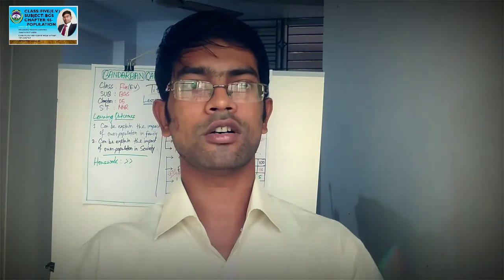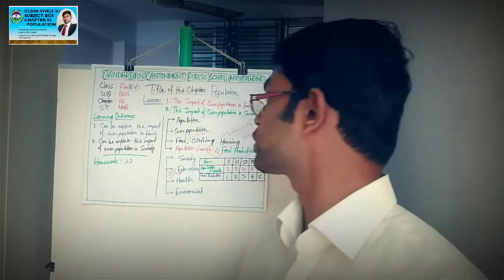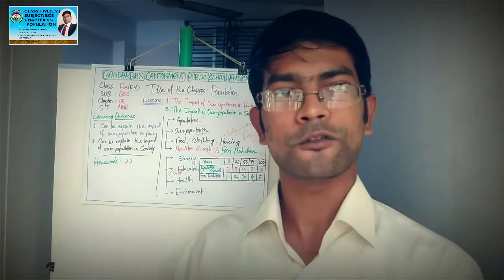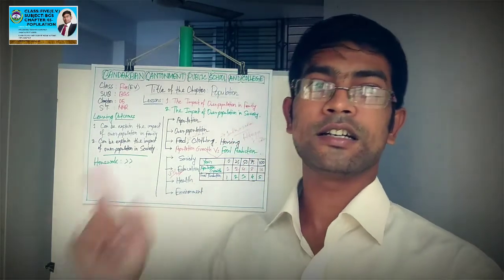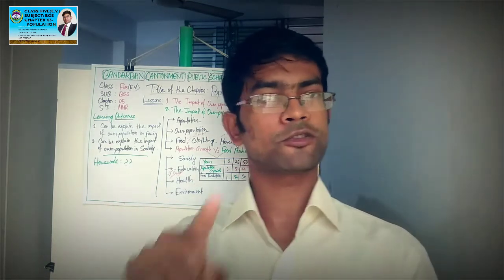What is overpopulation? This is the answer. The huge amount of people who create pressure on the social resources or the economic resources is called overpopulation. Okay, next, food, clothing, housing. Yes, food, clothing, housing. The social impact. The impact of overpopulation in family.